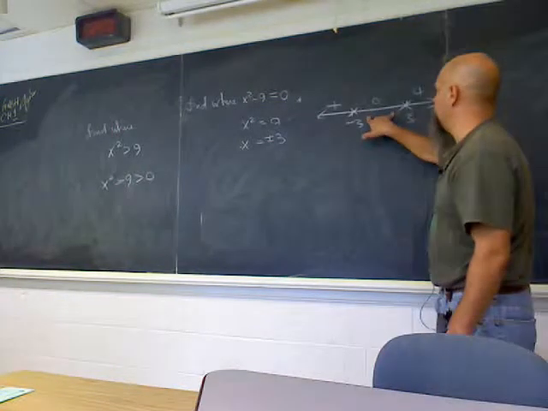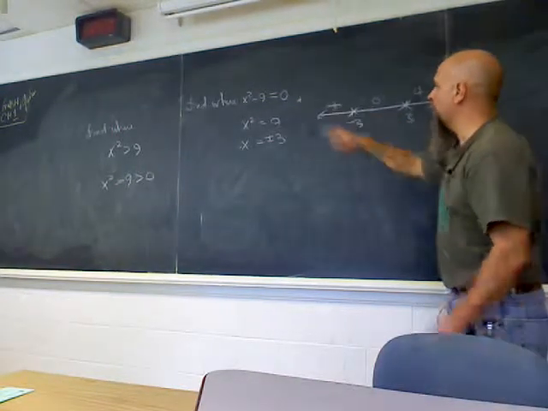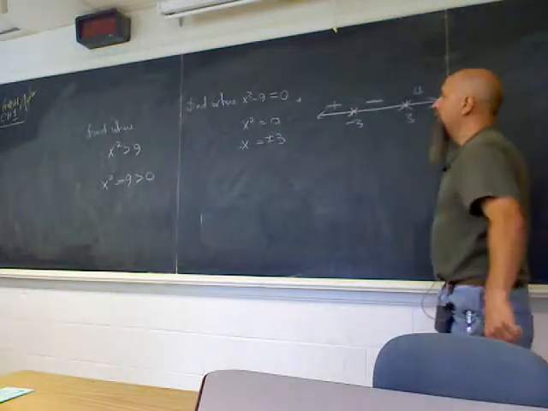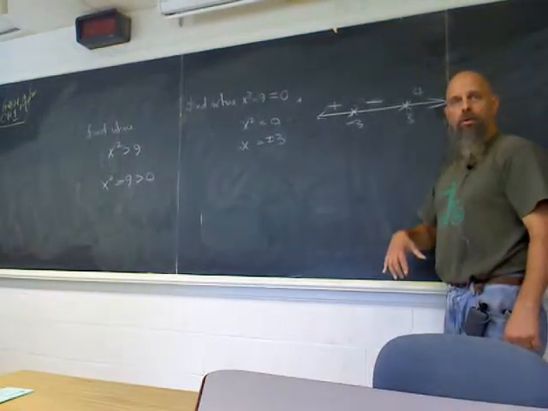Pick something in here, we pick 0. 0 squared is 0, minus 9, negative. Means the graph is always below the axis.